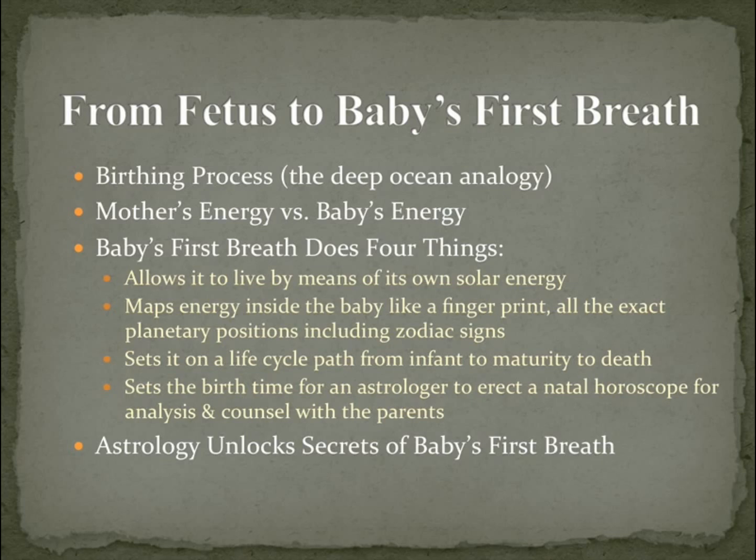of it. When a baby emerges from his mother's womb and successfully takes its first breath, 4 things happen. 1, it allows the baby to live by means of its own solar system energy. 2, in the form of energy, it maps inside the baby like a fingerprint the exact planetary positions in our solar system, including the zodiac sign. 3, it sets the baby on a life cycle path from infant to maturity to death. And 4, it sets the birth time for an astrologer to erect a natal horoscope for analysis and counsel with the parents.